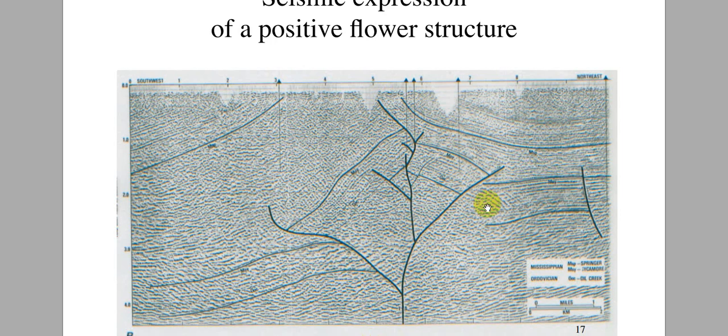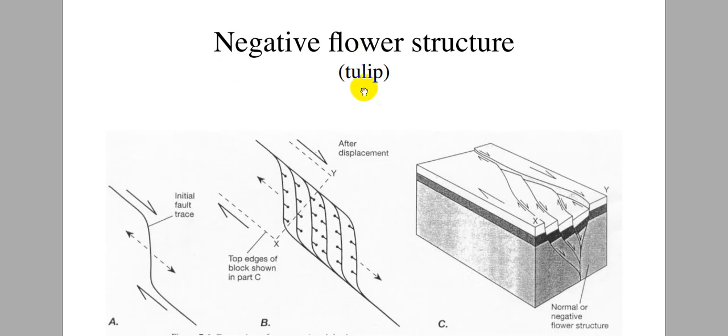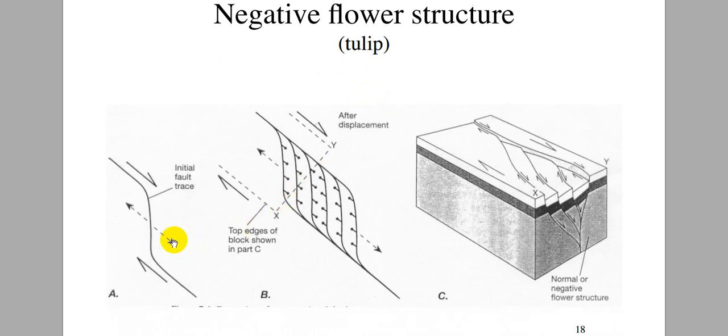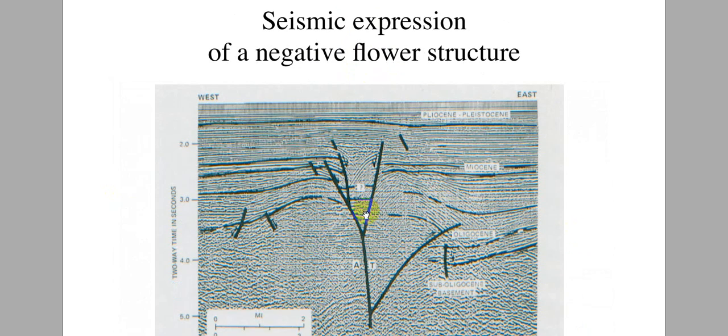So it looks like a palm tree, a positive flower structure. We'll say it is a positive flower structure. Another example: if we have a cross section above a releasing bend, or extensional duplex, or pull apart bend, it will give us what's called a negative flower structure or tulip structure, like a tulip flower. This is an example of a tulip structure, where we also have a vertical fault branching upward into a flower. This flower has negative, downward movements, so it's called a negative flower structure or tulip structure.